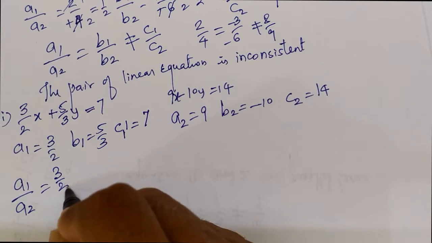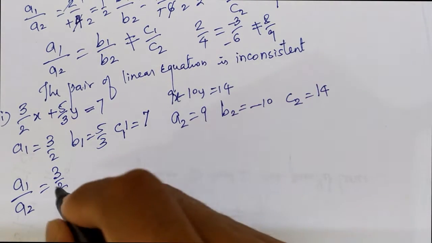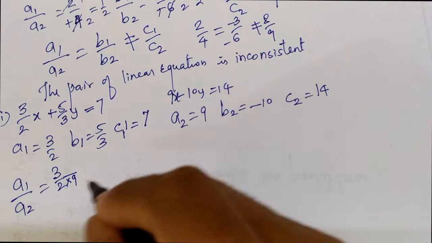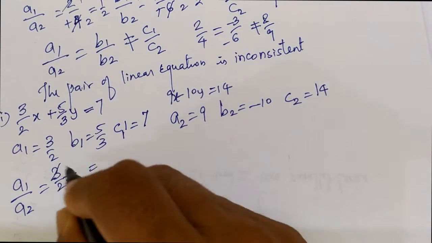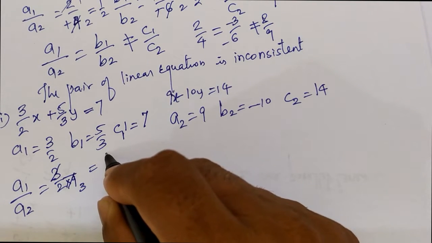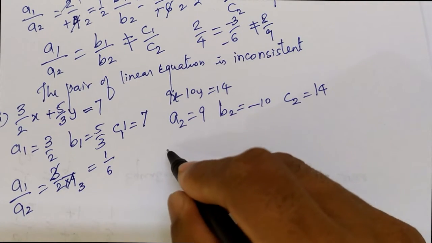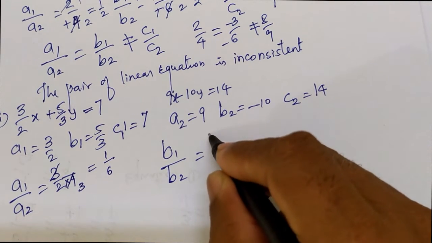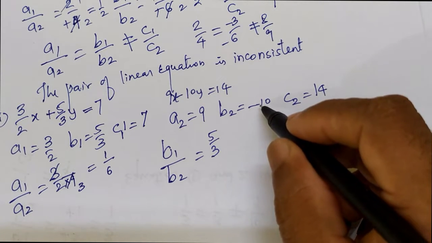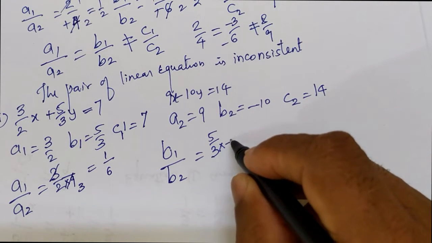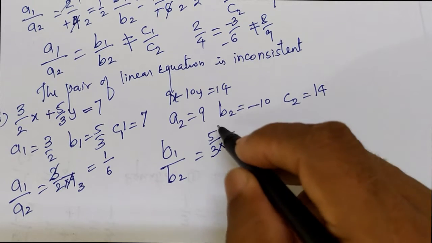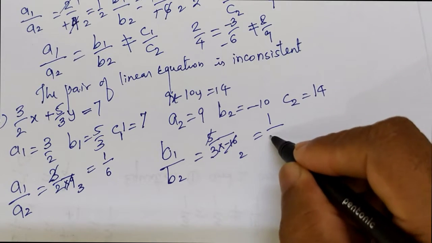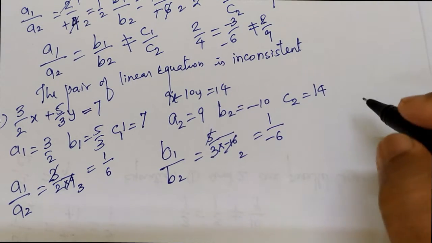This is 3 upon 2, and this is a2, we write it down directly upon 9 like this. It is 3 on the 3, 3 3 the 9, so it is 1 upon 6. We'll see b1 upon b2. b1 is 5 upon 3, and here b2 is minus 10. So this is 5 on the 5, 5 to the 10. This is 1 upon minus 6. This is 3 to the 6.